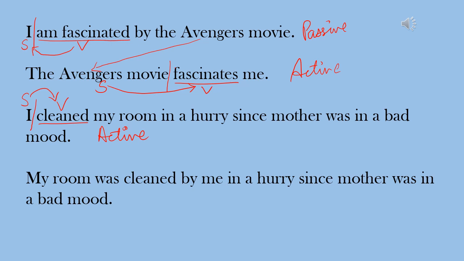Let us change it into passive. Again, we simply change the subject. My room was cleaned by me in a hurry since mother was in a bad mood. So now my room becomes the subject. Was cleaned by me. So that means the action is being done upon the room, upon the subject. So my room, that is the subject, was cleaned by me in a hurry since mother was in a bad mood is the predicate. And the entire sentence is now in the passive voice.